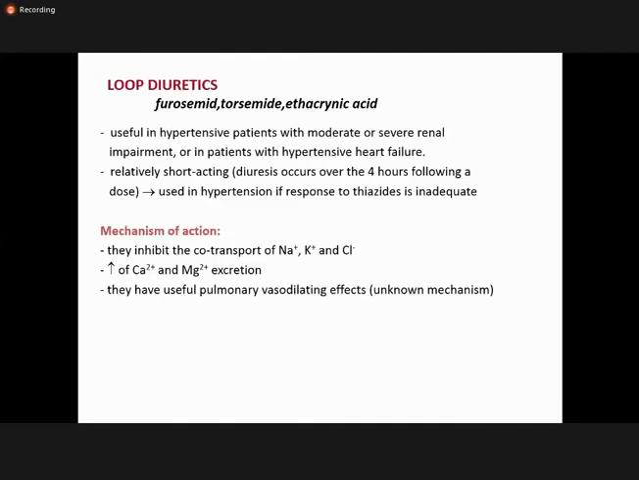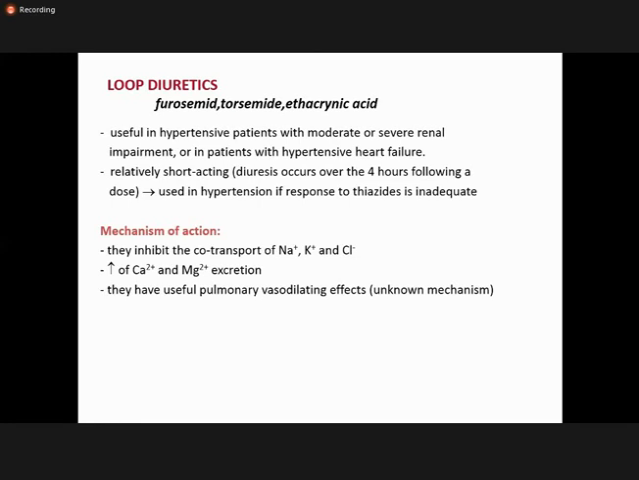Loop diuretic: a very important example is furosemide. Other examples are torsemide and ethacrynic acid, but clinically we most commonly use furosemide. It is useful in hypertensive patients with moderate to severe renal impairment, or in patients with hypertensive heart failure. Relatively short acting, diuresis occurs over the 4 hours following a dose. Used in hypertension if response to thiazides is inadequate. Mechanism of action: they inhibit the co-transport of sodium, potassium, chloride, and increase calcium and magnesium excretion.